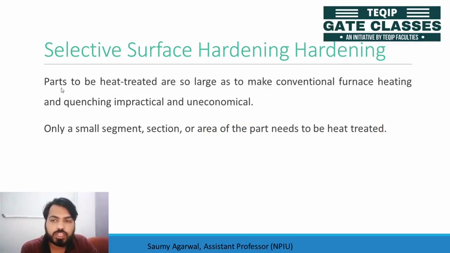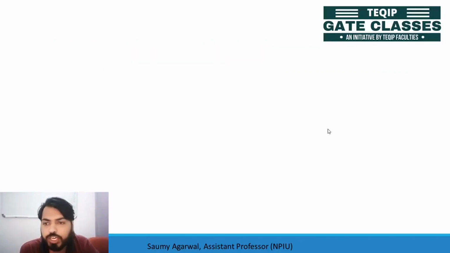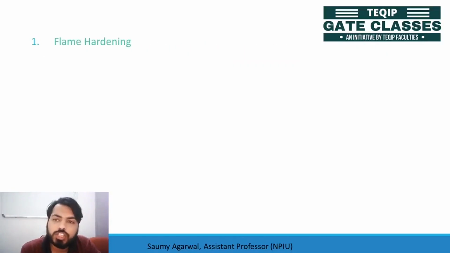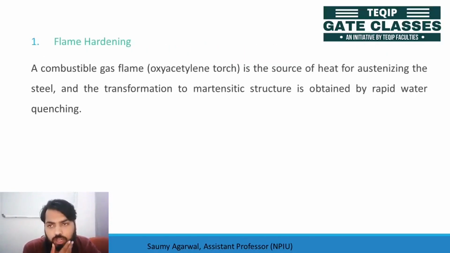Please read: the parts to be heat treated are so large that conventional furnace heating and quenching is impractical and uneconomical, since only a small section or area of the part needs to be heat treated. In this we have two kinds of hardening process. One is flame hardening, another is induction hardening.